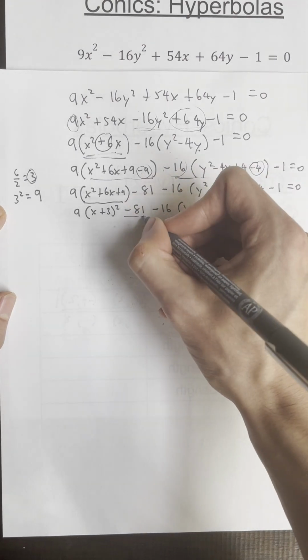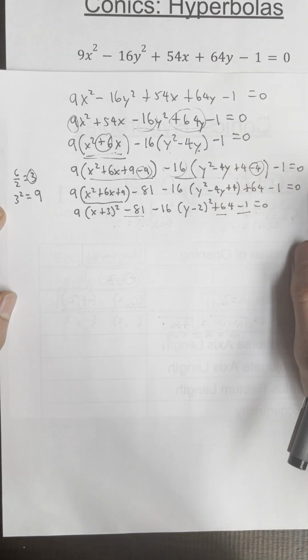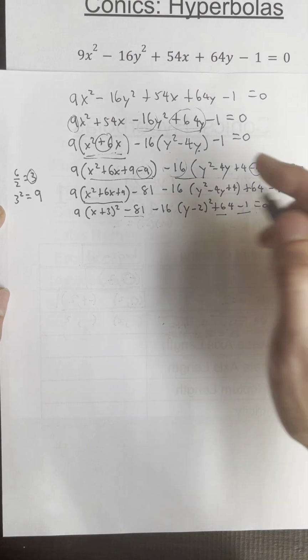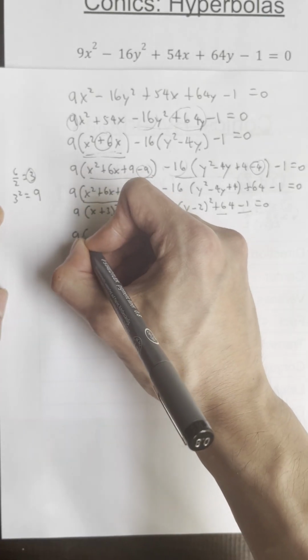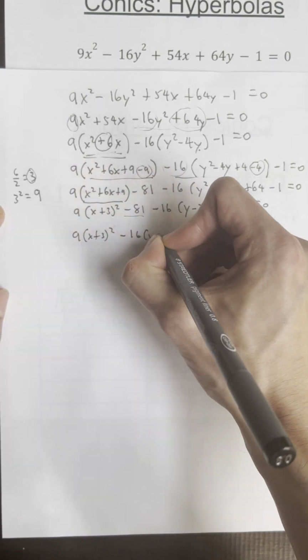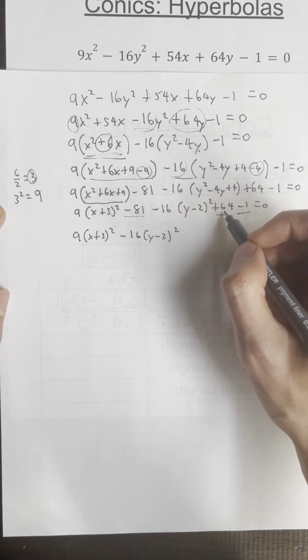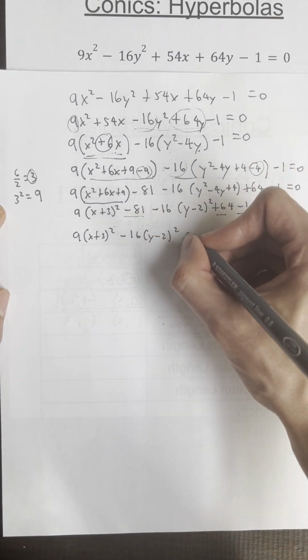Now we can combine this, this, and this. So what's negative 81 plus 64 minus 1? Okay, so let's see. So this plus this is negative 17 minus 1 is negative 18.